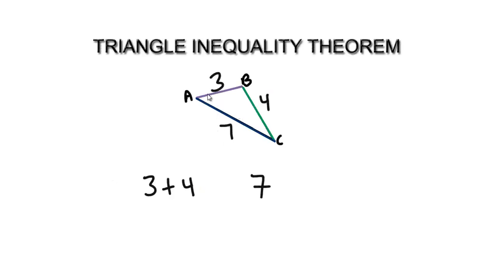Now what if you have sides 3, 4, and 7? So let's check. We'll take the sum of two sides, which is 3 plus 4, which is equal to 7. This one is not possible also, because 3 plus 4 needs to be greater than 7, right? You can't have it equal. So this is not possible.